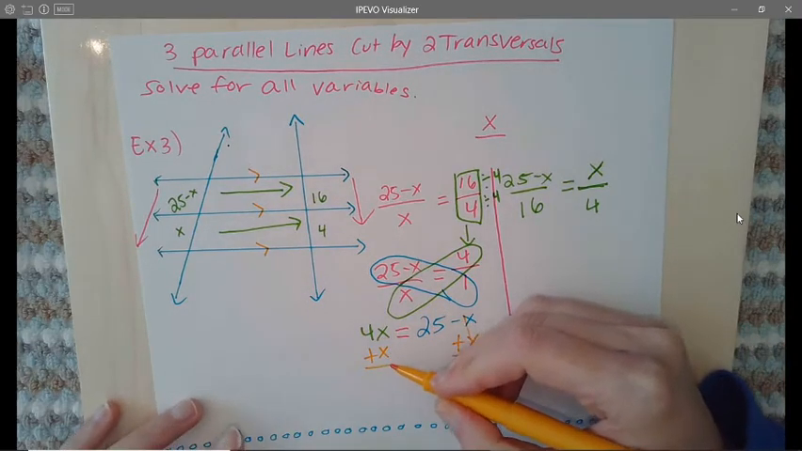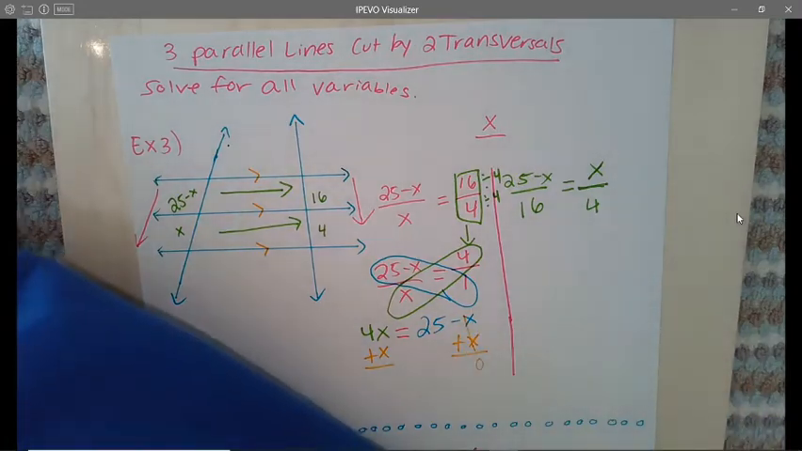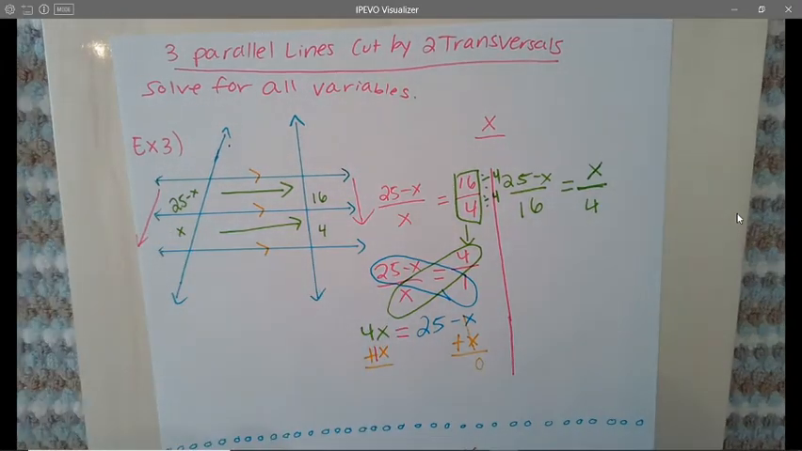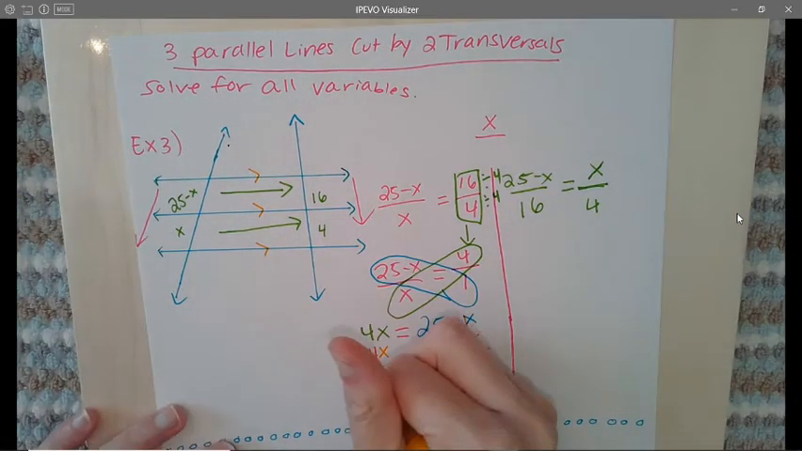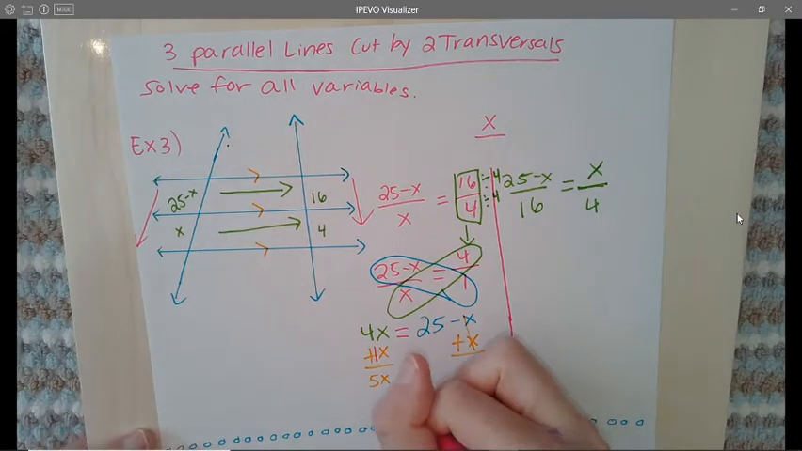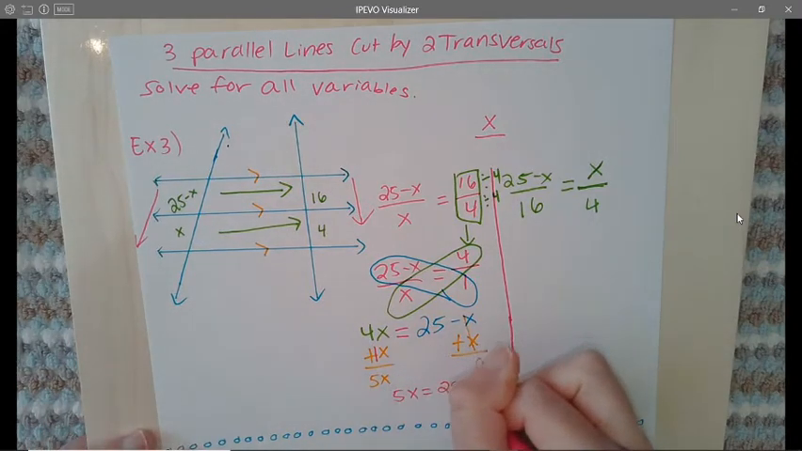4x plus x. Now remember, there's secretly a 1 in front of my x. So 4x plus 1x will give me a 5x. So then I have 5x equals 25.